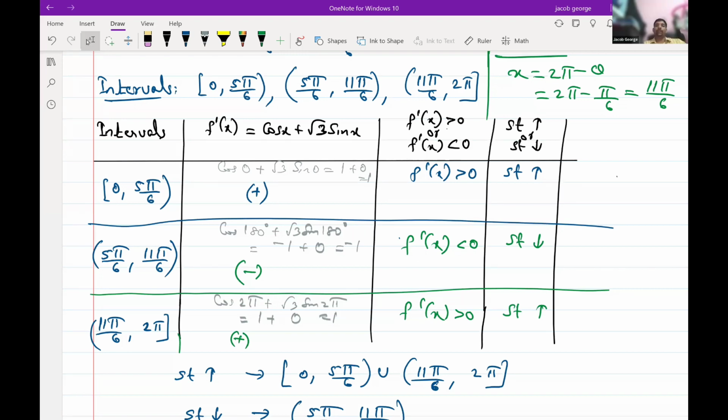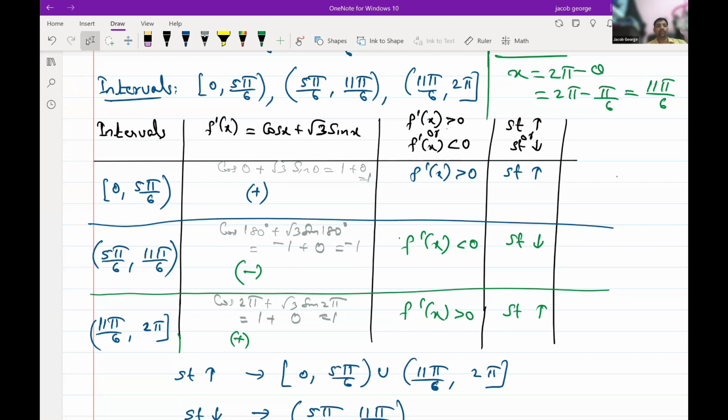and then we get cos 0 plus root 3 sin 0. That is 1 plus 0 is 1. Then f dash x greater than 0 or f dash x less than 0, which means strictly increasing or strictly decreasing, we can find out. In the first interval, it is strictly increasing. Second interval, 5 pi by 6 to 11 pi by 6. We substituted 180 degree. So that one is negative, which means f dash x is less than 0, strictly decreasing.